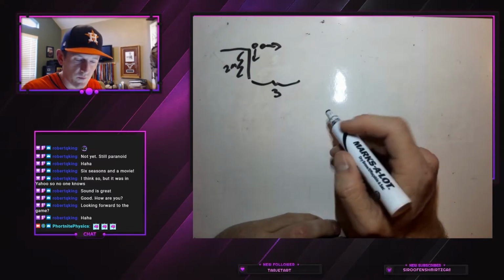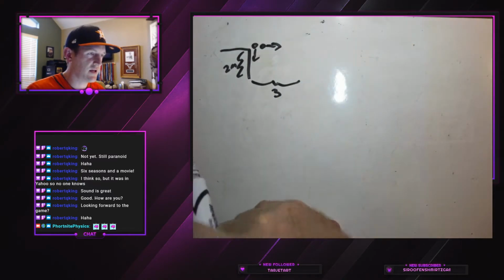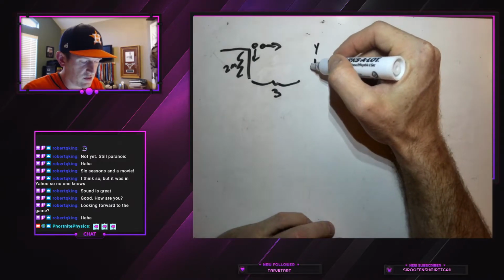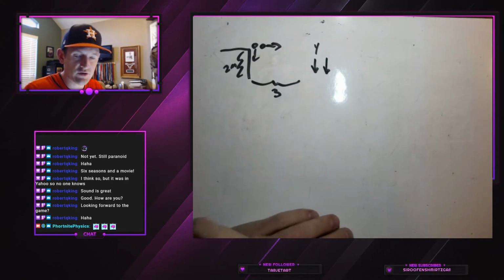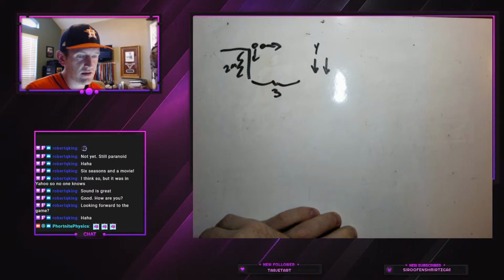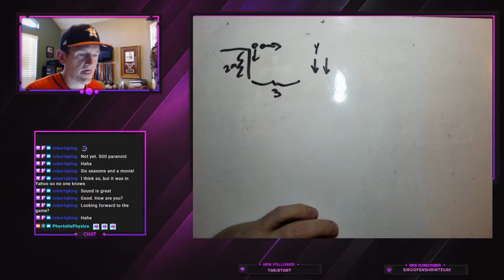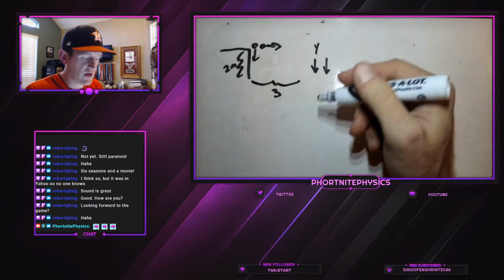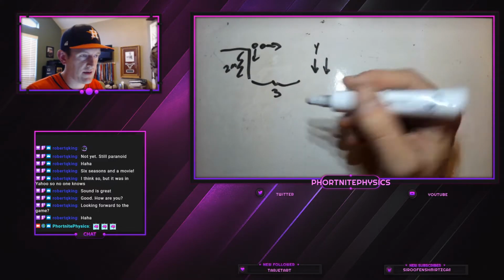Okay, so both of these things, because they fly off the table at the same time, are treated in the y direction as both just falling straight down. The horizontal motion of the objects does not affect how the objects fall.